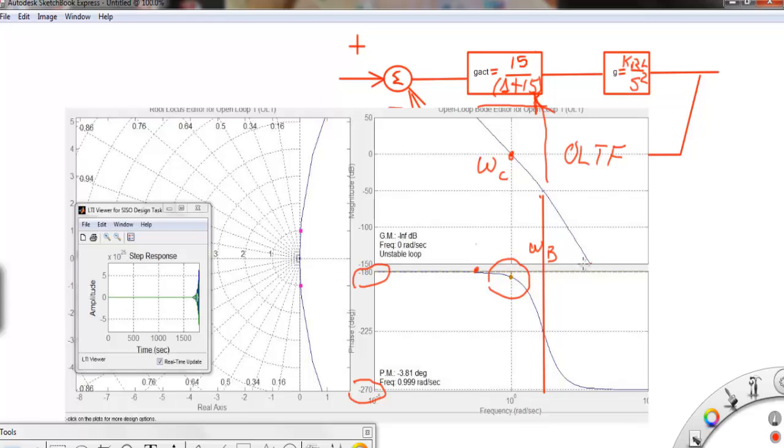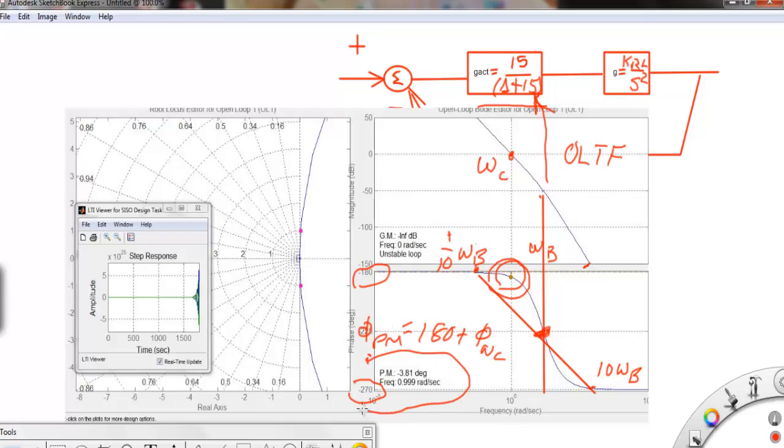Okay, and at 10 times omega B for the actuator, if I were to connect that with a straight line, I would connect 1/10 omega B, the break frequency of the actuator, with 10 times omega B, then at 45 degrees the phase curve would match. But you see that the phase curve itself is going to give me a negative phase margin. So if I compute my phase margin, it is minus 3.8 degrees at 1. That means the system's unstable.